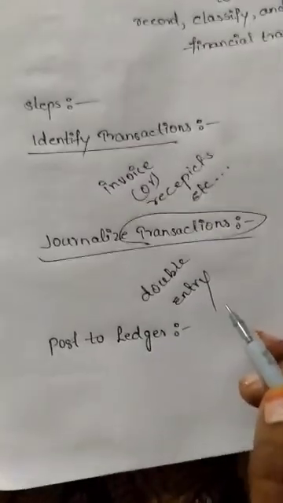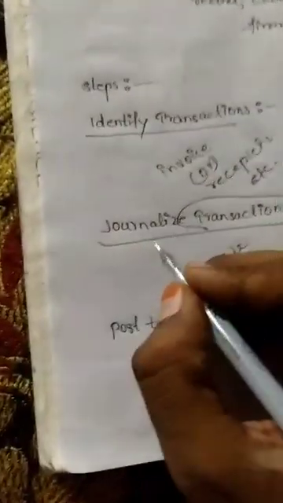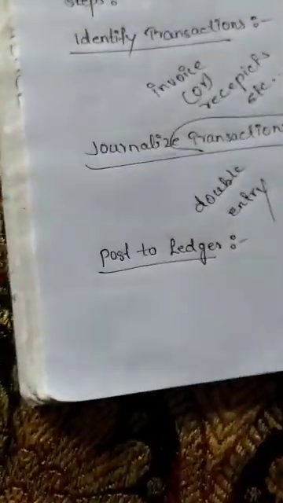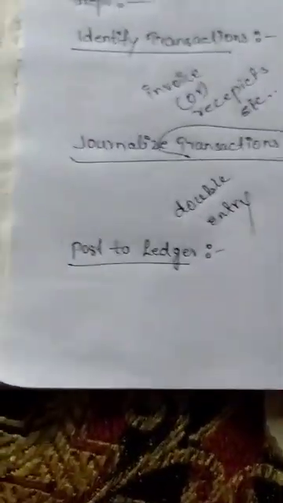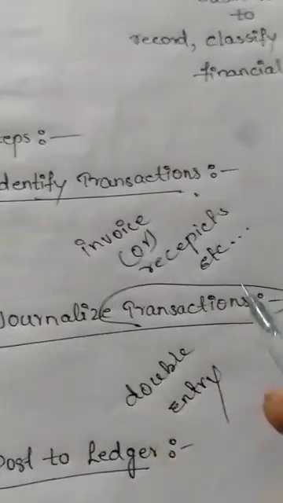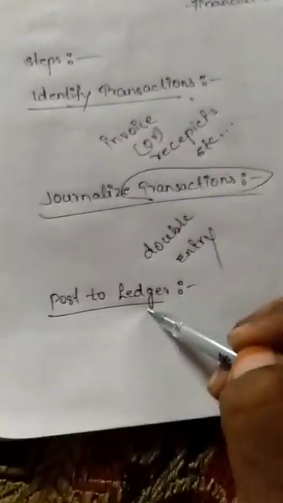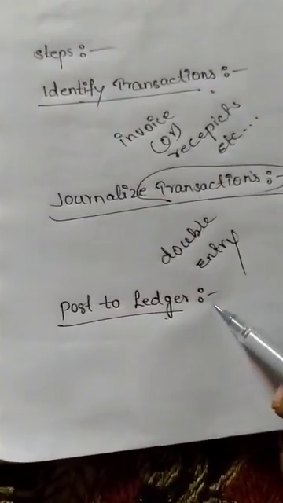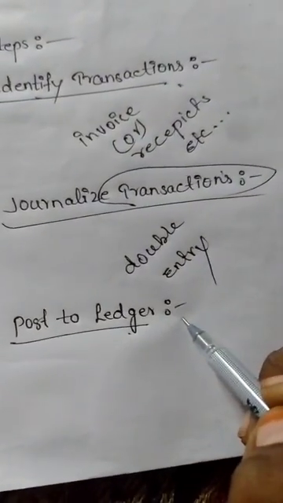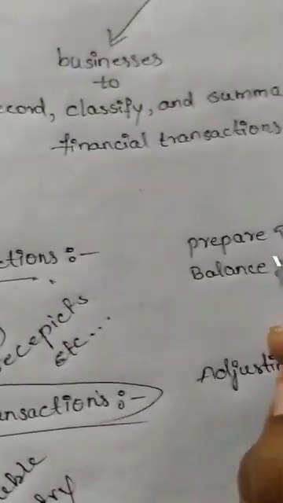form. Next, after entering the journal transactions, the next step is to post to the ledger. So it is an important task that we should first identify the transactions, then we have to journalize the transactions, then later we have to post to the ledger. Then the most important is to prepare the trial balance.